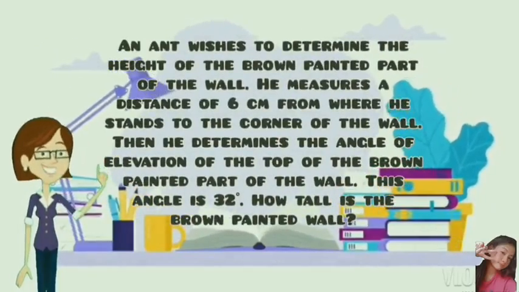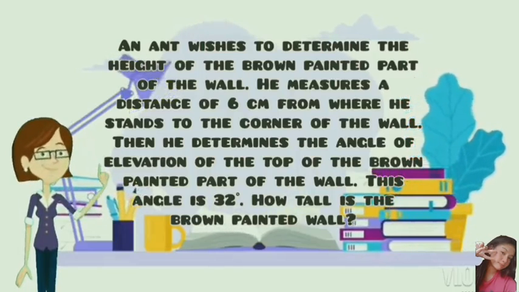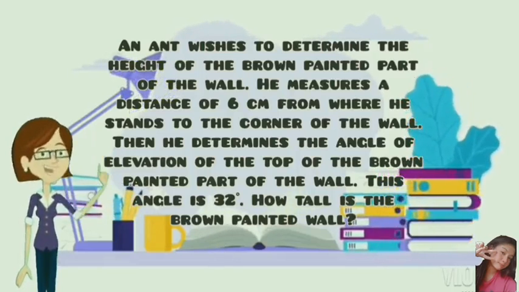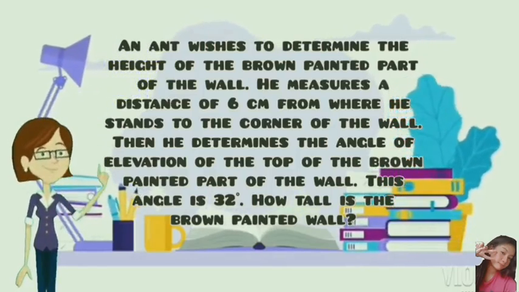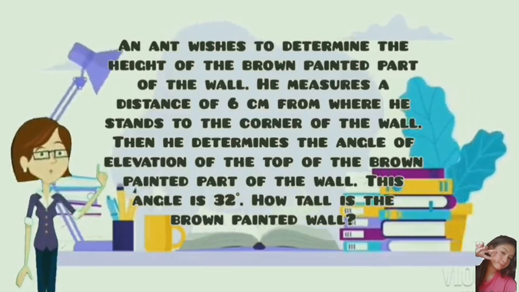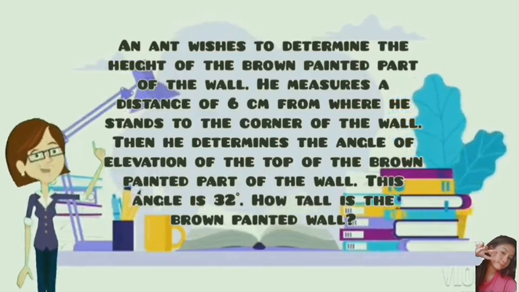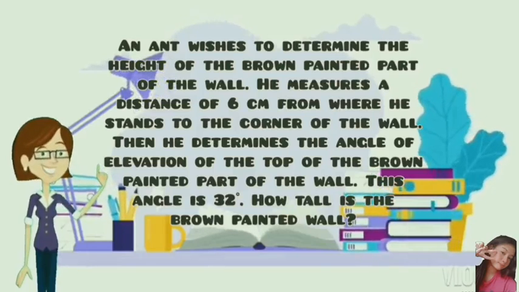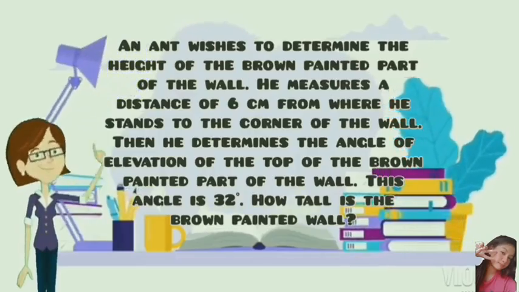An ant wishes to determine the height of a brown painted part of the wall. He measures a distance of 6 centimeters from where he stands to the corner of the wall. Then he determines the angle of elevation of the top of the brown painted part of the wall. This angle measures 32 degrees. How tall is the brown painted part of the wall?